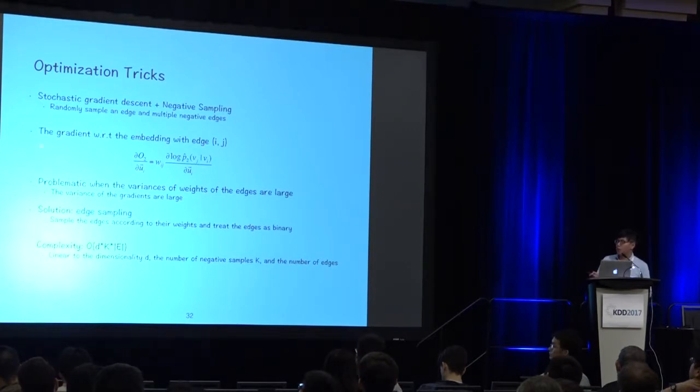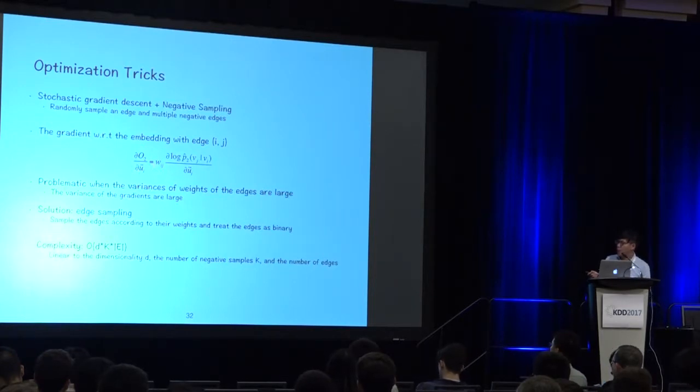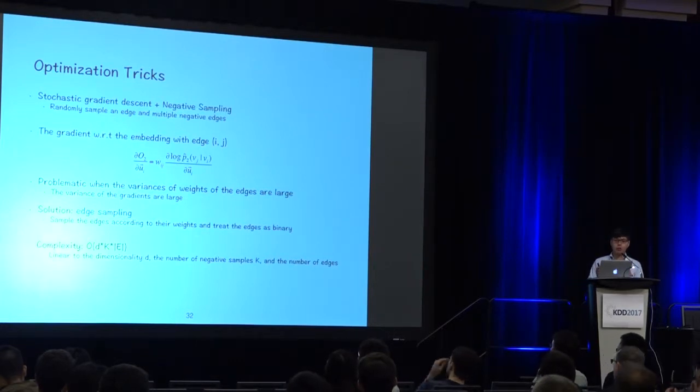When we do the optimization, we calculate the gradient with respect to the embeddings. For example, given the edge i and j, we calculate the gradient with respect to the node embedding ui. So we can see that this gradient is actually proportional to the weight of the edge between the two nodes. So this can be problematic when the variance of the weights of the edges becomes very huge. For example, the weight of some edges can be very large, for example 1,000, and for some edges, the weight can be very small, like one. So in this case.